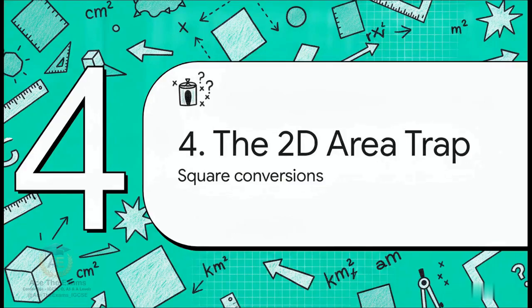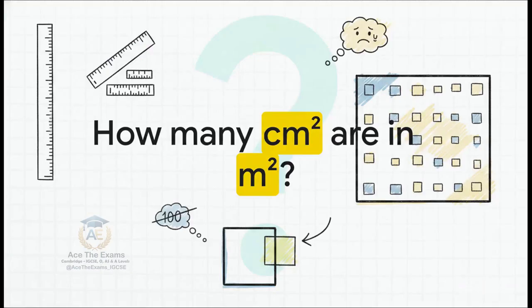Now here is where it gets spicy. Section 4, the 2D area trap. Pay really close attention to these square conversions because this is exactly where even the top students rushing through their papers lose marks. I want you to really think about this question.